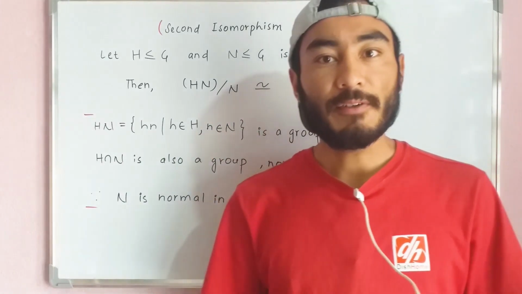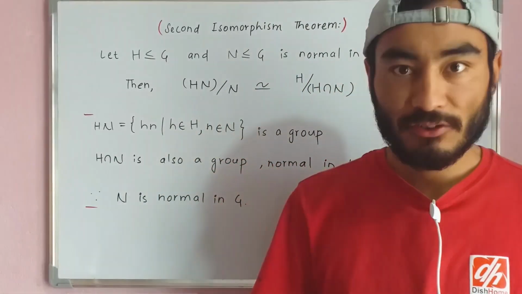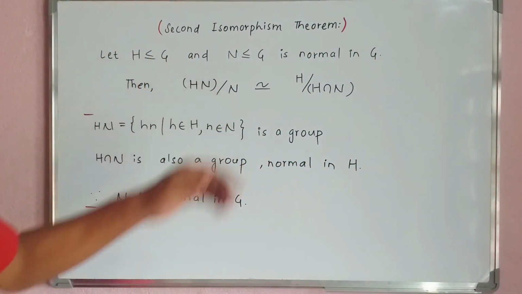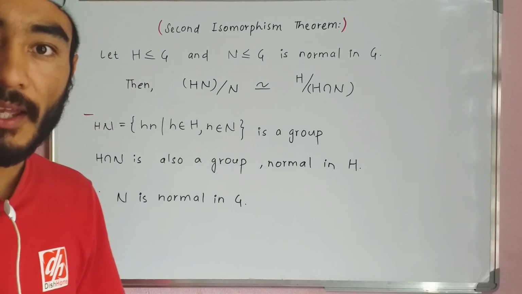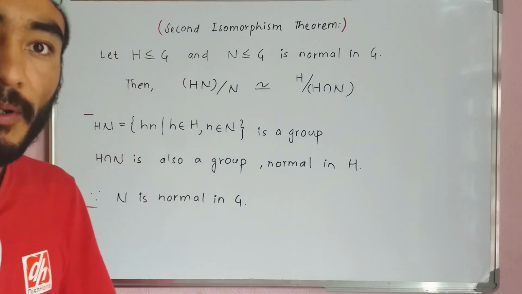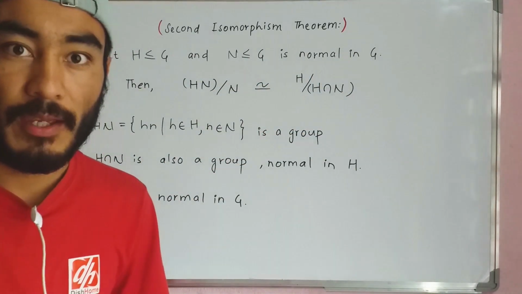Hi guys, this video is on the second isomorphism theorem of advanced group theory. It states the two factor groups HN by N and H by H intersection N are isomorphic to each other, where H is a subgroup of G and N is also a subgroup of G, but N is normal in G.